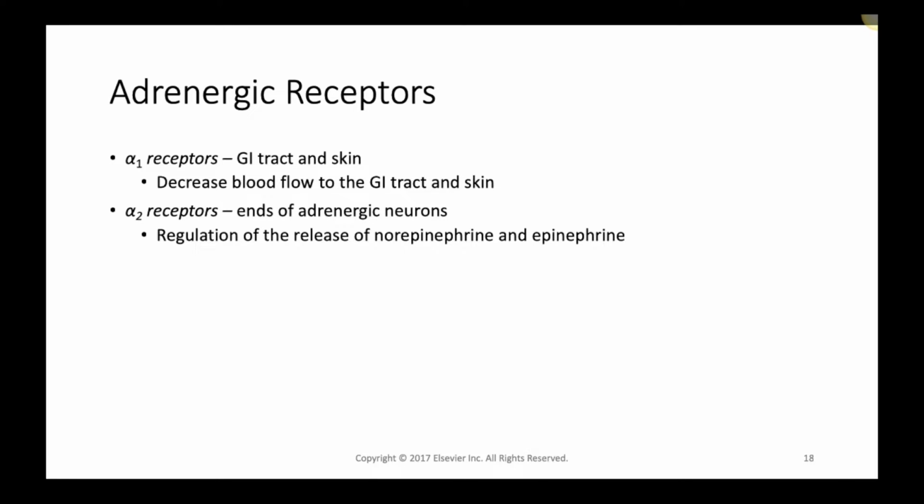And then we have the adrenergic receptors, so the alpha receptors. So we have alpha 1 receptors, which is for the GI tract and skin. They decrease the blood flow to the GI tract and skin, in order to get that blood pumping to the heart and the lungs. And alpha 2 receptors are located on the ends of adrenergic neurons, and they are involved in the regulation of the release of norepinephrine and epinephrine.